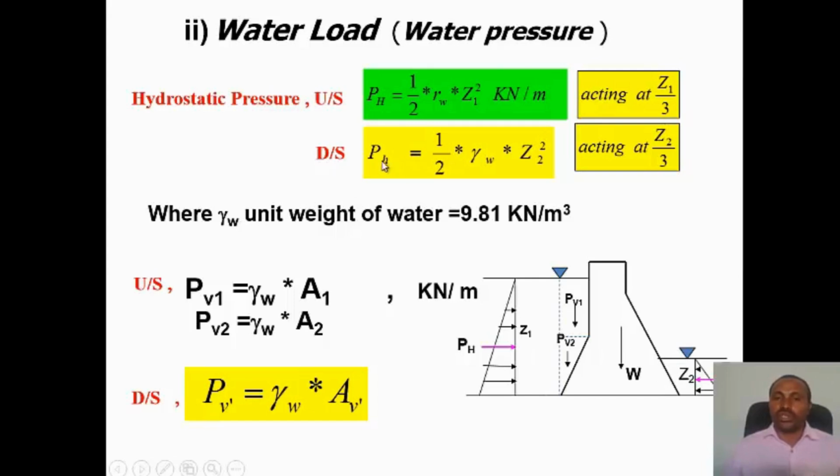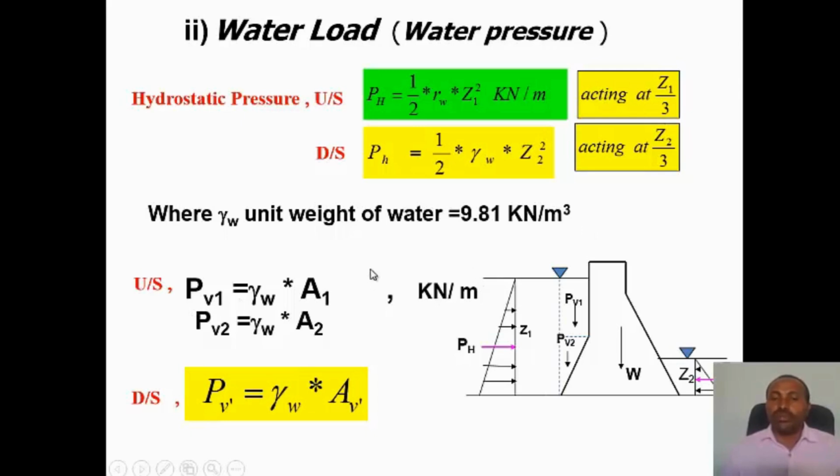Downstream, similarly, it acts opposite to the hydrostatic pressure in the upstream, which is half times gamma W times Z2 square at Z2 over 3. Where gamma W is the unit weight of water, which is taken as 9.81 kilonewton per meter cube. So you can take that.